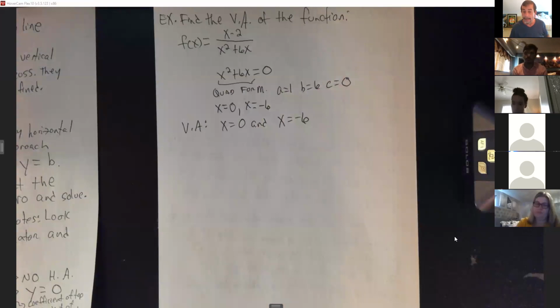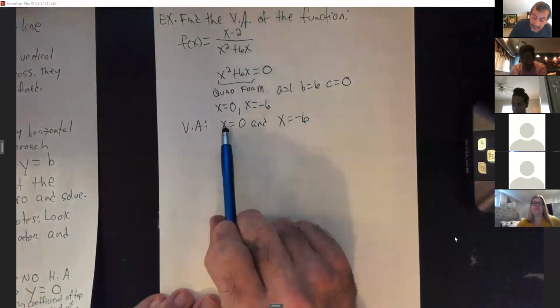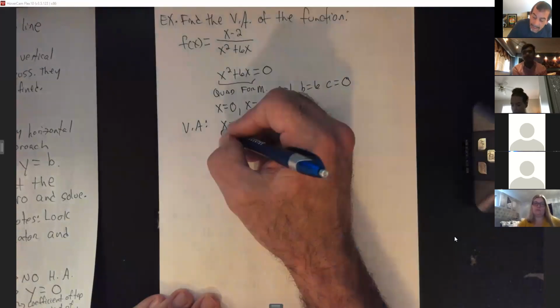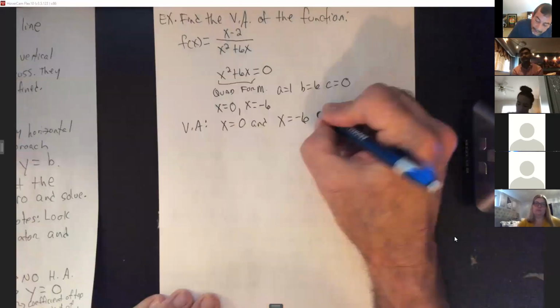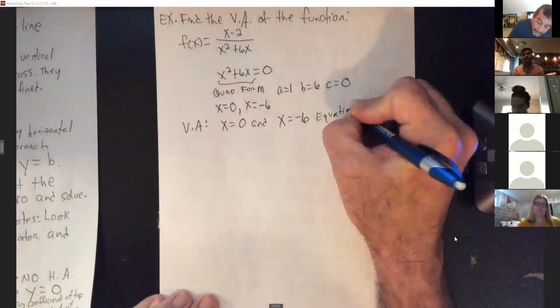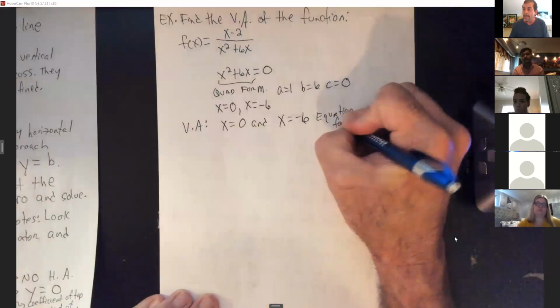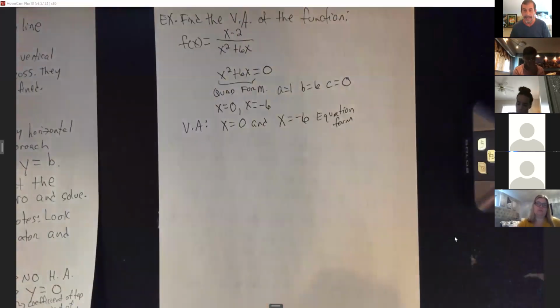You just write x equals that, x equals that. But you got to put the x's in here because they want them in equation form, okay? You can't just put 0, -6 because they'll mark you wrong. It's got to have that x equals.